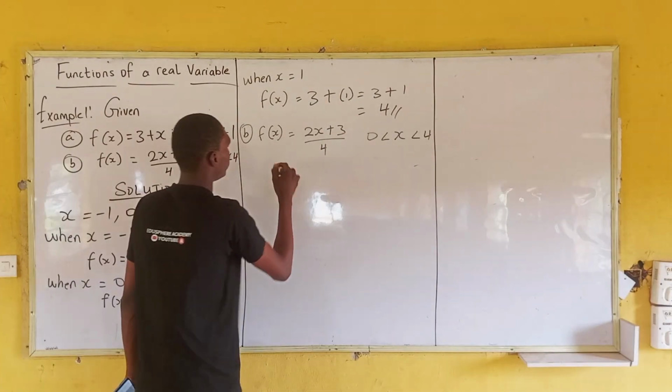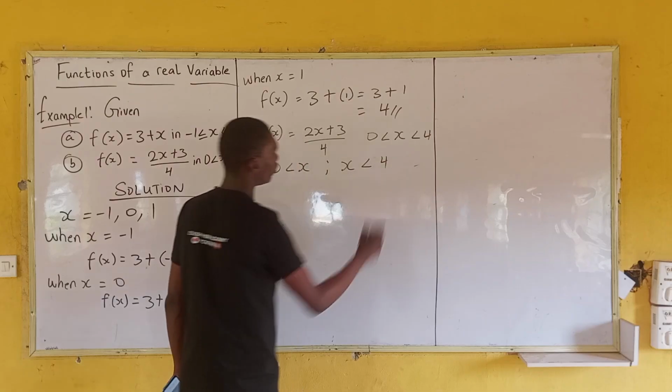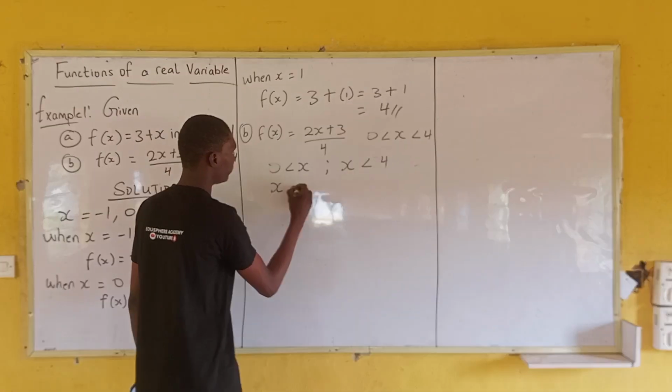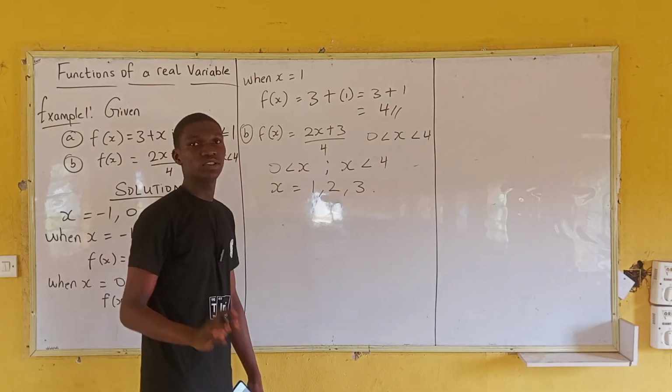So what do they mean by this? We are just saying that 0 is less than x, and our x is less than 4. So when you see this, that means our x can be 1, our x can be 2, and our x can be 3. So that's what it means.